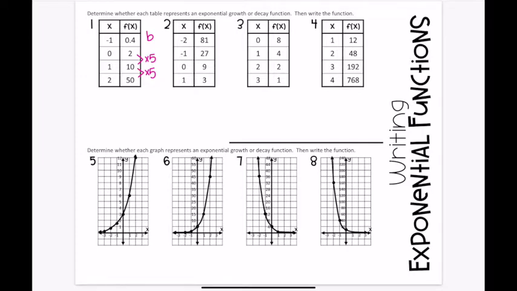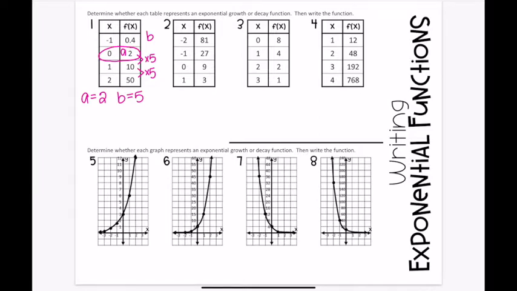Then we want to find our initial value. Your initial value is always where x is 0 in the table. So our a value is 2. Our a value, our initial value, our y-intercept is 2. Our base, or the number that we're repeatedly multiplying by, is 5. And we can tell that this is definitely growth.